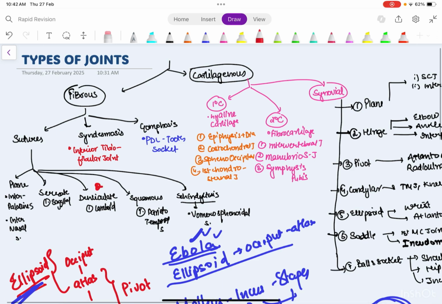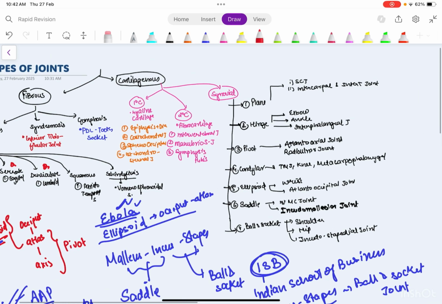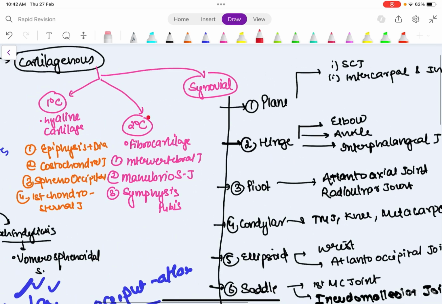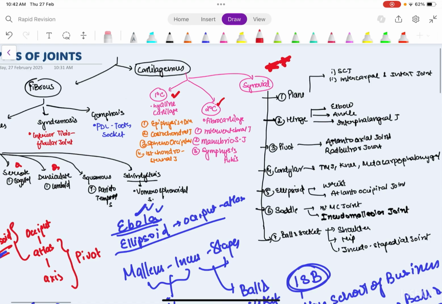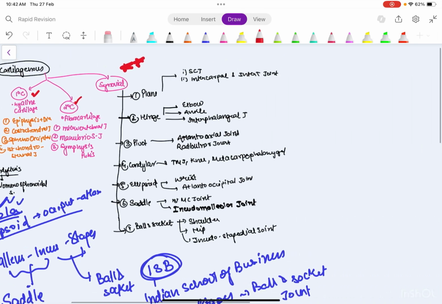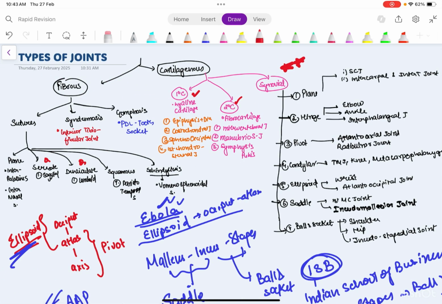Now in this, the most commonly asked questions, usually denticulate, lambdoid, all of these are asked. And then these are also like secondary and primary cartilaginous. This is super important, you can't dare to skip it. So these are the types of joints, and I hope I made it easier for you to understand.